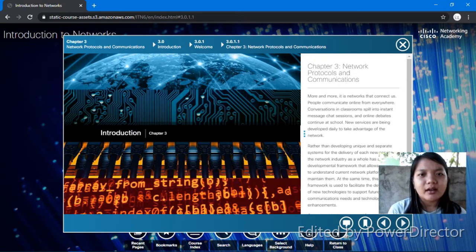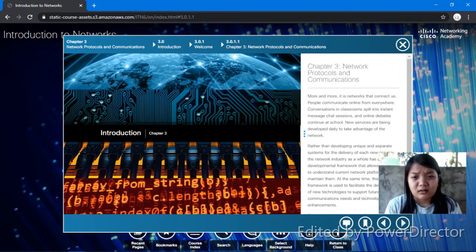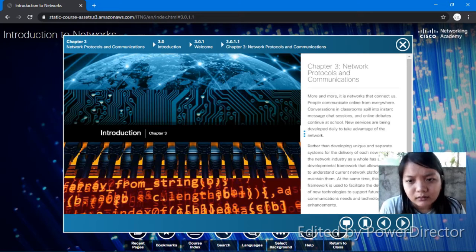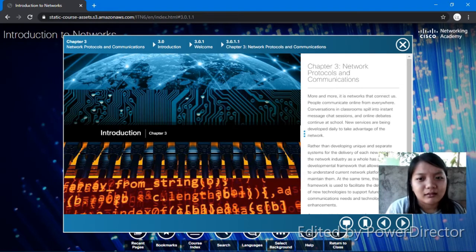Chapter 3 is titled Network Protocols and Communication. More and more, it is networks that connect us. People communicate online from everywhere. Conversation in classrooms spill into instant messages, chat sessions, and online debates continue at school. New services are being developed daily to take advantage of the network. So, the network is very important for us nowadays.